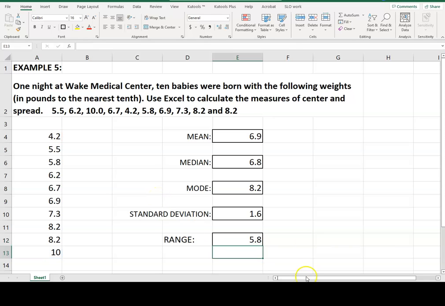Enter. And that will give us all of our values, all of our measures of center and spread that we were looking for in example 5.